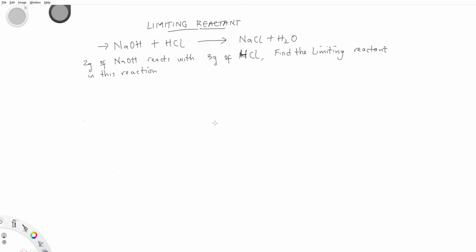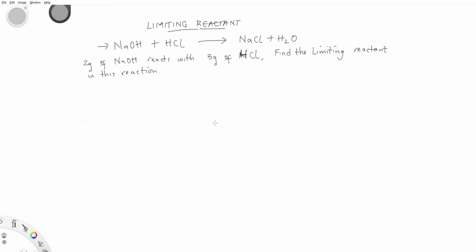It is actually simple. Now this is a question. You have 2 grams of sodium hydroxide and 3 grams of HCl. They are reacting with themselves. You pour them inside one cup and they react, and one of them will limit the other from moving on. How do you get it?